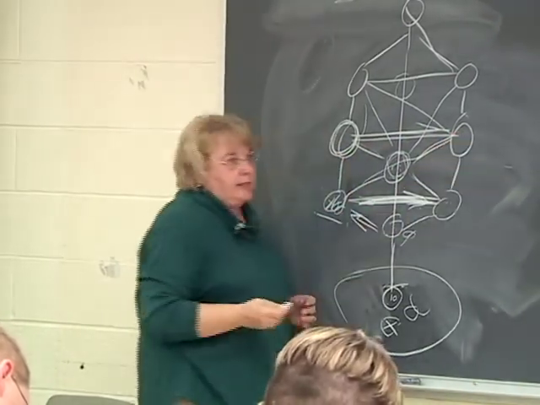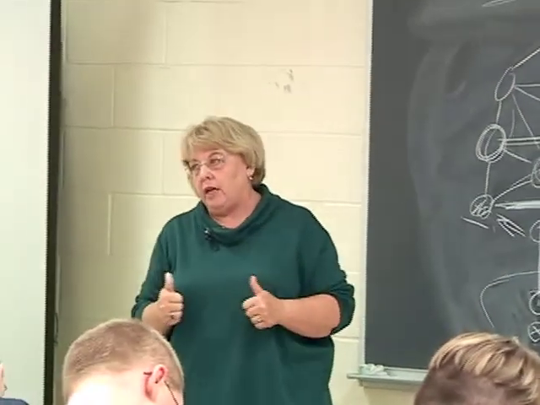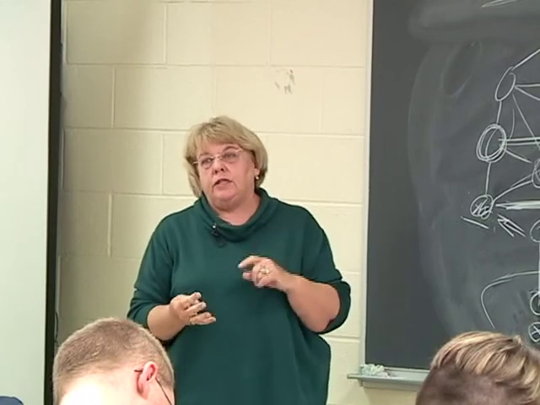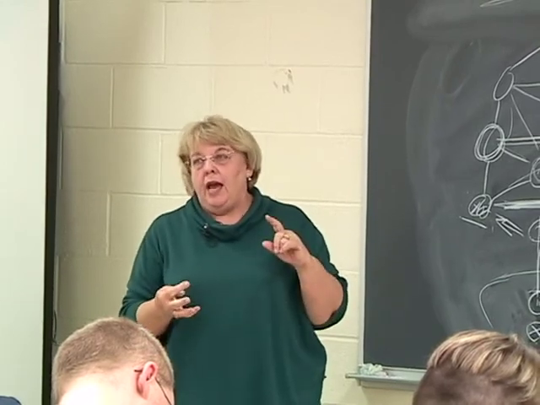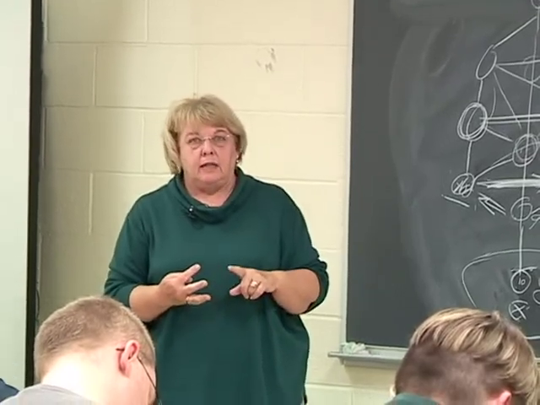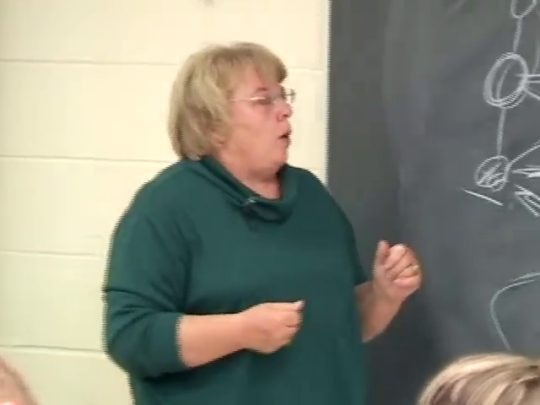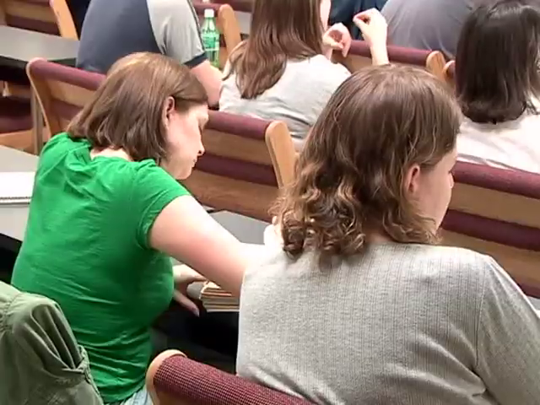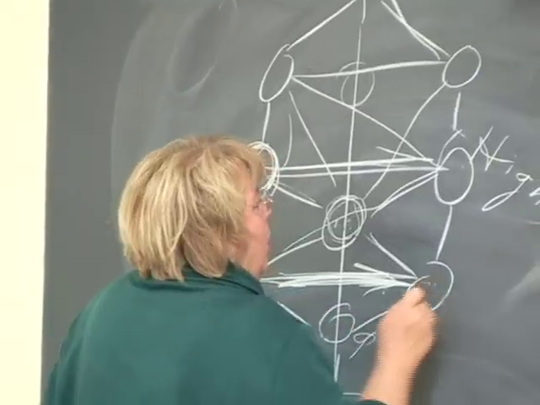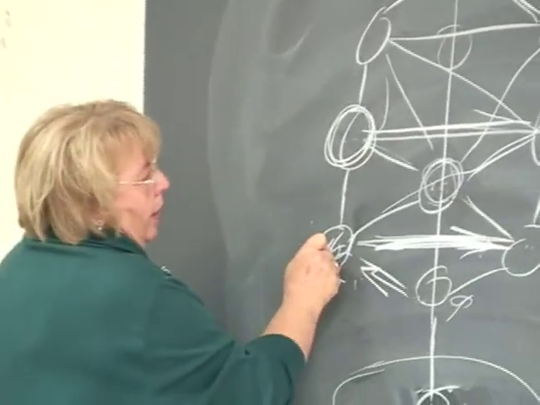Across from Gebra is Hesed. Hesed is called the lawgiver. It's unconditional love. It's the higher mind. It has to do with the planet Jupiter and with the zodiac sign Sagittarius. And more importantly, it's the higher mind, where this is the intellect and the lower mind.